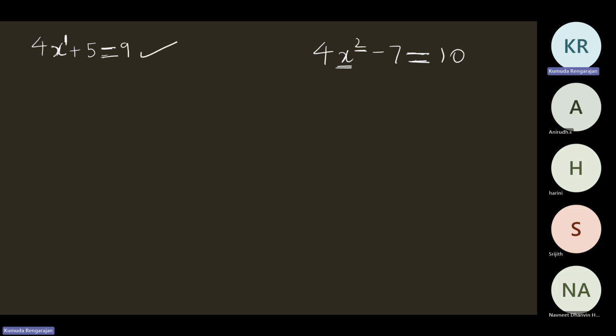Now, in this example, this one is an equation, and the power of the variable x is 1. So this one is a linear equation. In this example, the power of the variable x is 2. It's not 1, it's 2. So this one is not linear. It is not a linear equation. It's a quadratic equation.